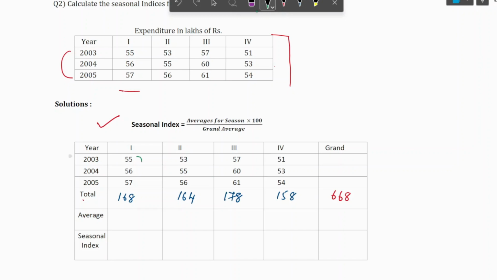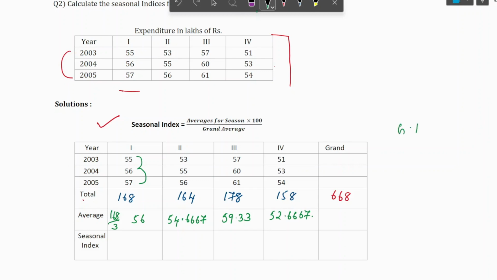Now we are going to find the average of each and every season, that is the first season. Here you added 3 numbers, right? Therefore you are finding here 168 divided by 3. The value is 56. Same way you are finding 164 divided by 3, that is 54.6667. Right, after the decimal 4 digits, don't round up here. That we can do only in the end. Next, 178 divided by 3, that is 59.33. Next, 52.6667.